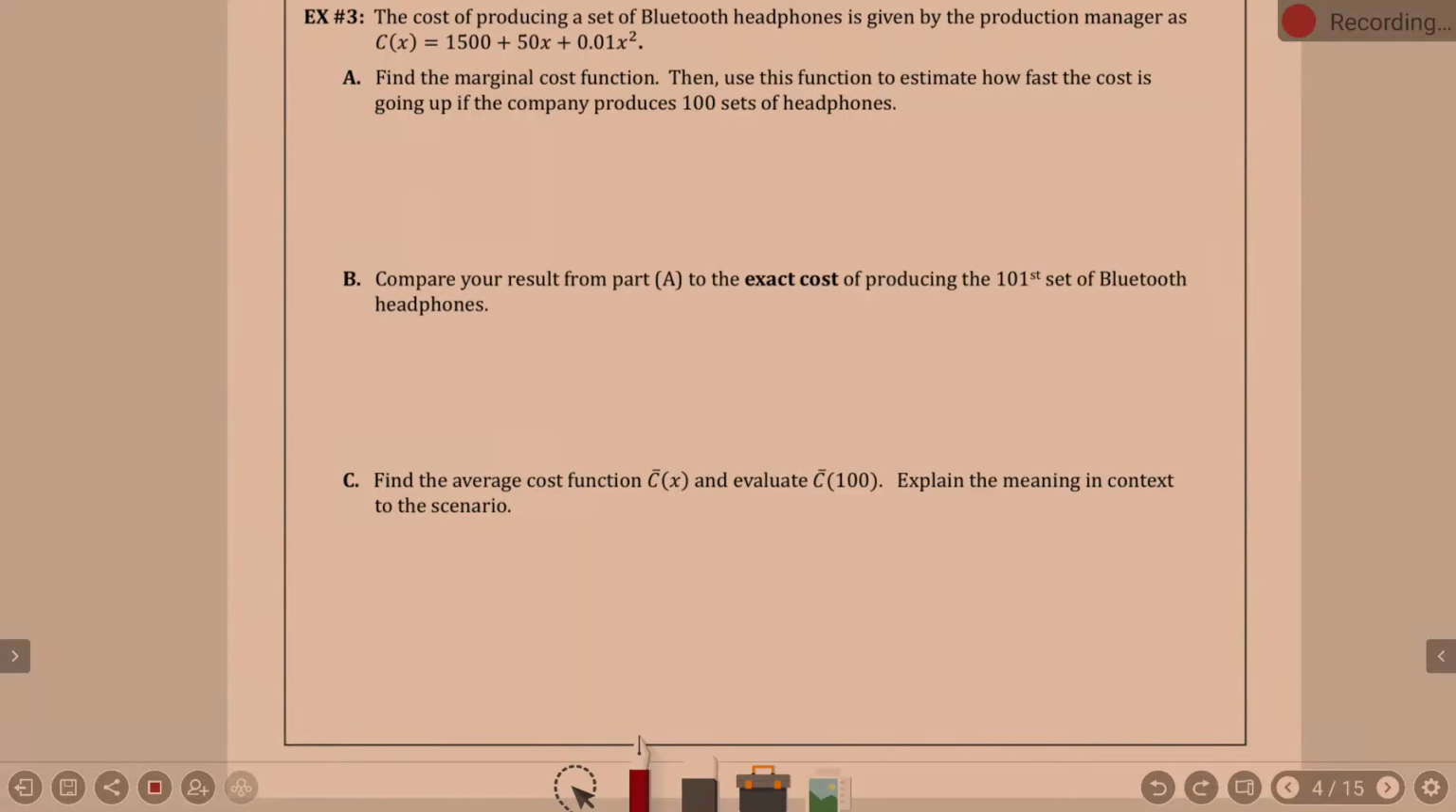Back in on example 3, where we left off yesterday, right? Yes. So, talking about cost, marginal cost, revenue, profit, all this fun stuff.